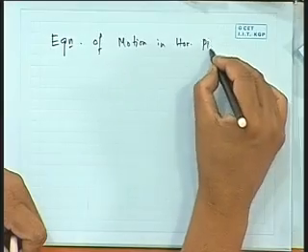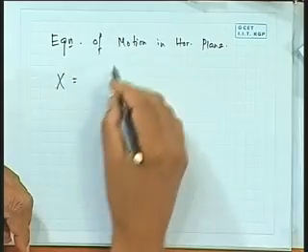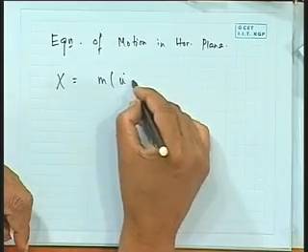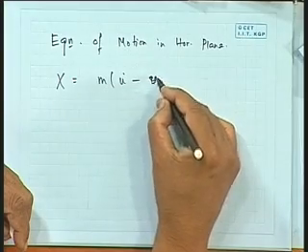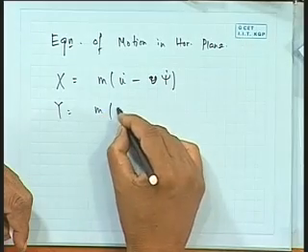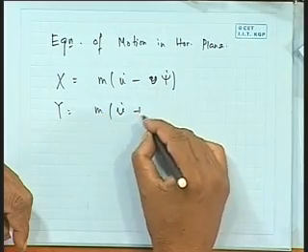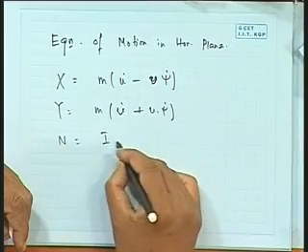Okay, we will continue on this equation of motion in the horizontal plane. We had this equation in the last lecture: m times v into psi dot, Y equals m of v dot plus u into psi dot, and N equals I into psi double dot.